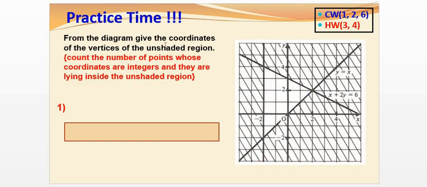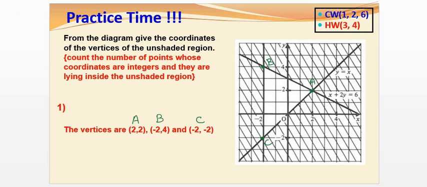It says, from the diagram, give the coordinates of the vertices of the unshaded region. So look at the unshaded region. The unshaded region has three vertices, this one, and this one. If you give them names, let's say this one is A, this one is B, and this one is C, find the coordinates of A, B, and C. Better pause the video here, get the coordinates, and then play the video to check your answer.